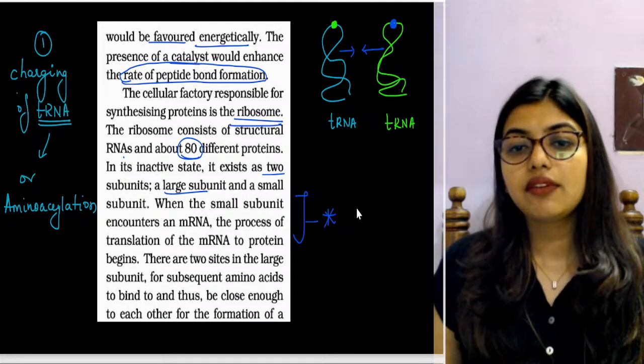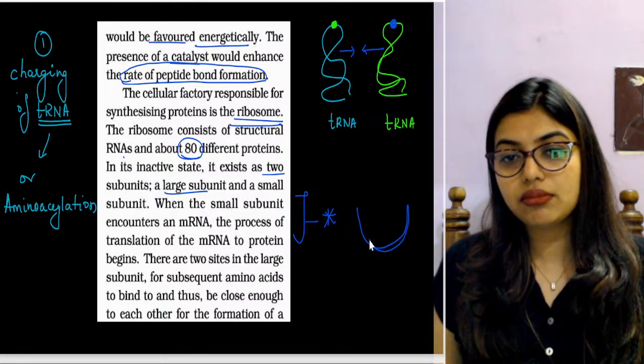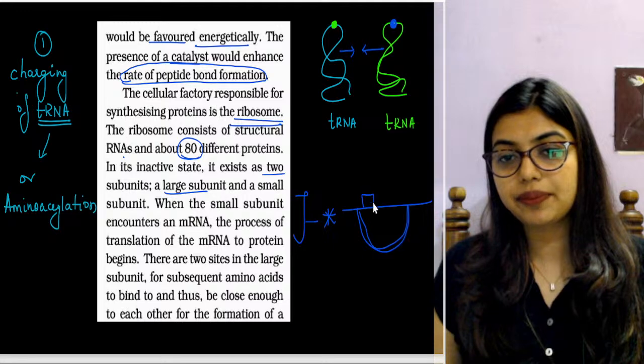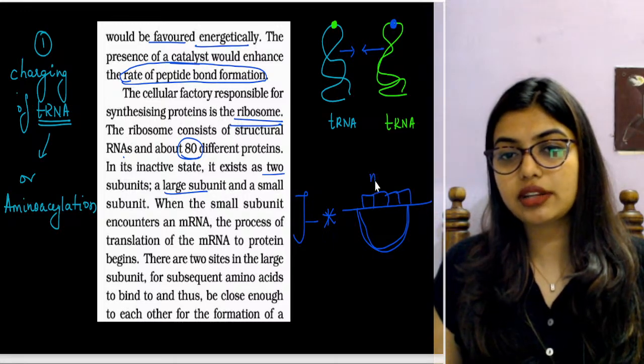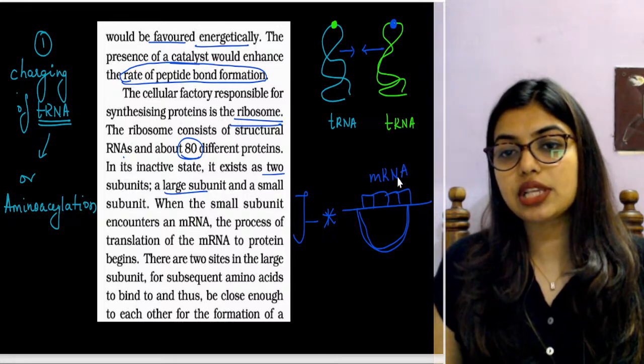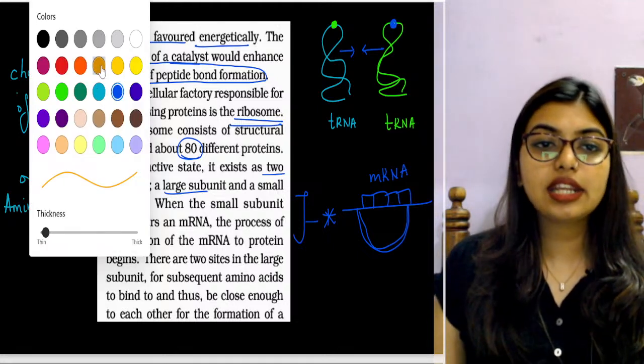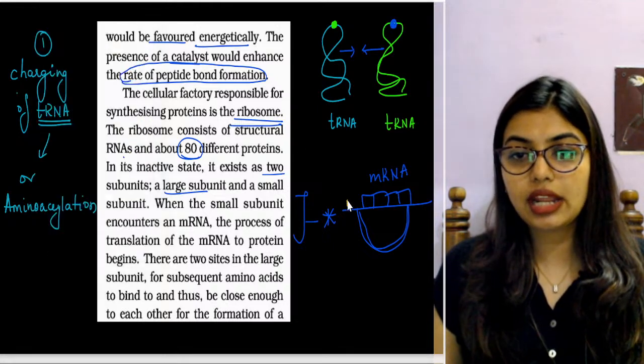They are telling that when the small ribosomal subunit comes and meets, or encounters, the mRNA, the entire process will happen. That means the tRNA is going to bring the larger subunit and help in the joining.